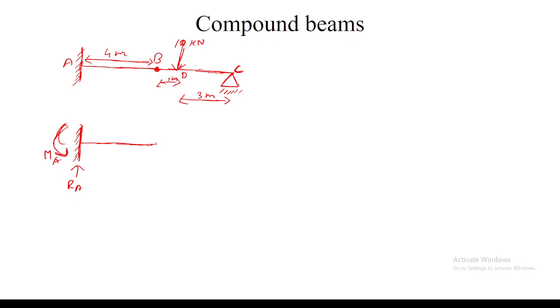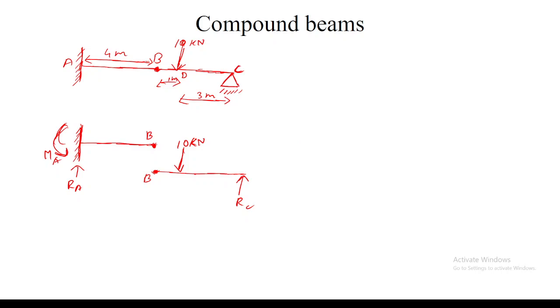So I am taking this as point B, and I am separating these two beams only for finding the reactions. I am drawing the second beam here, and here you will have one reaction, which is RC. This is again point B, and here you have 10 kilonewtons. So I have separated them. Now can you find the value of RC, RA, and MA?